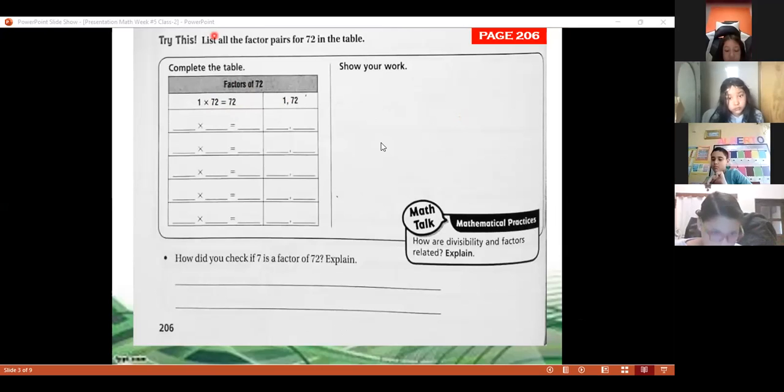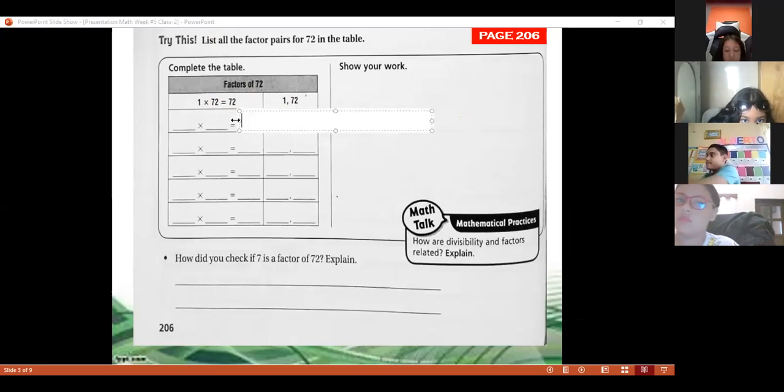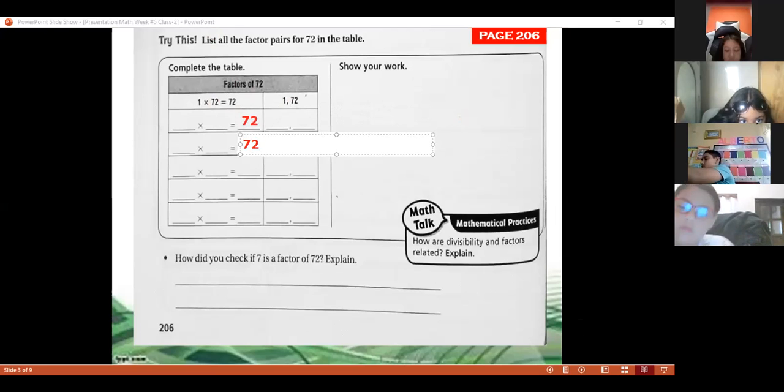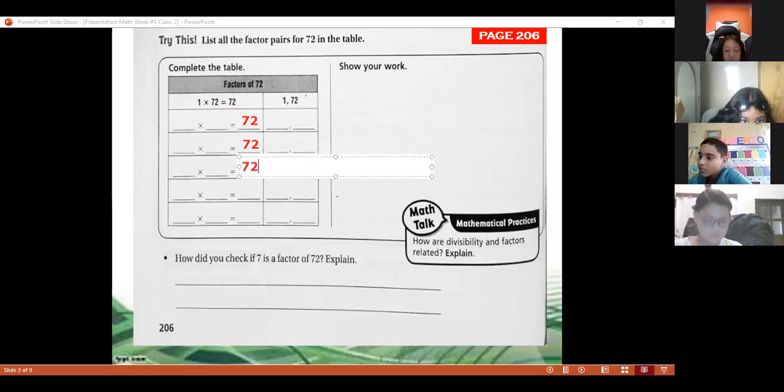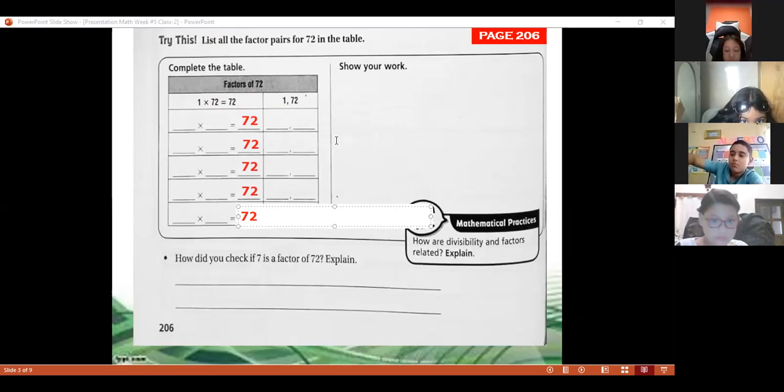How can I find another factor? All these answers must be 72, class. So let's write this. 72. Here must be 72, the answer. So I need to look for two numbers that you multiply and get 72. Two different numbers, class. Think about two different numbers that might be factors.